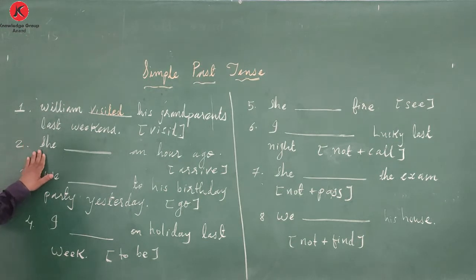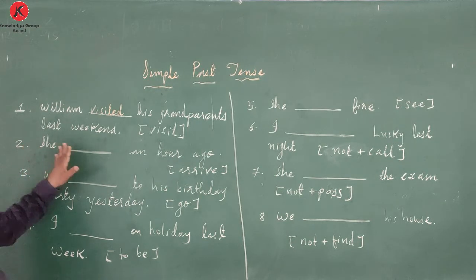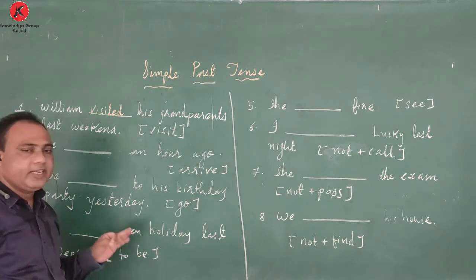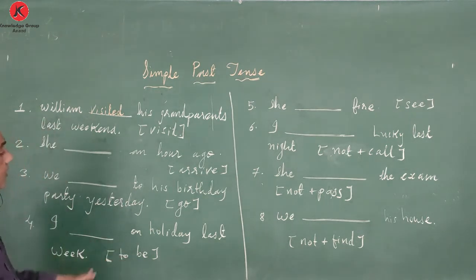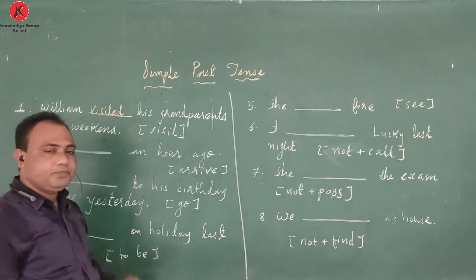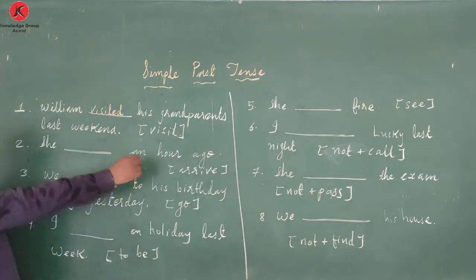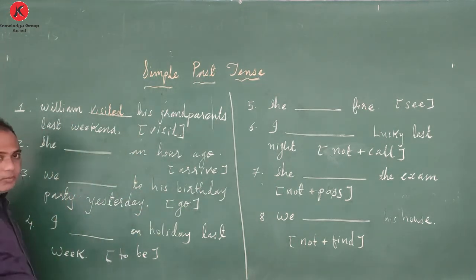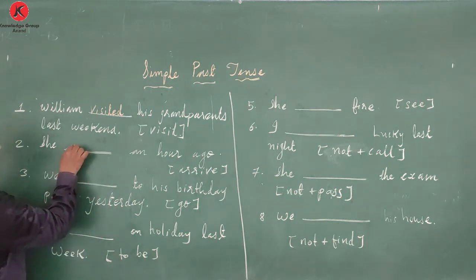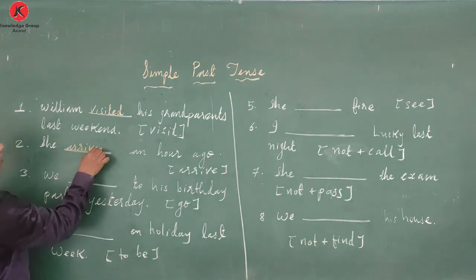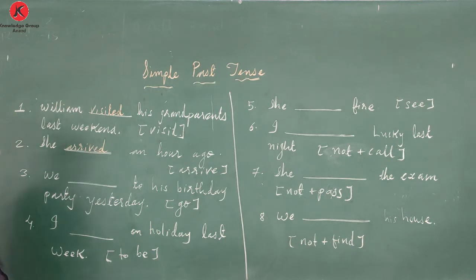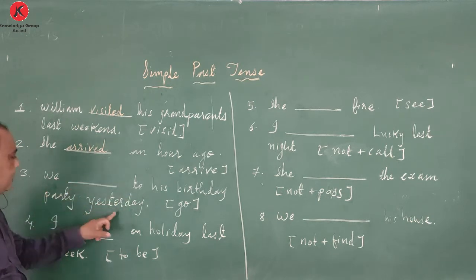Now here, the second one: she dash an hour ago. Some activity which is completed an hour ago and has no impact in the present. Now here, arrive. The second form of the verb is arrived. She arrived an hour ago. Next one, we dash to his birthday party yesterday.